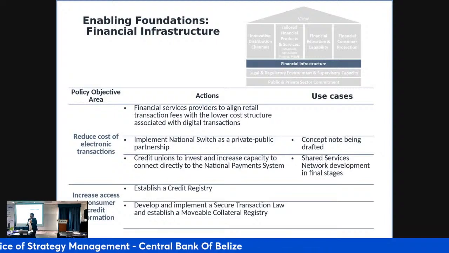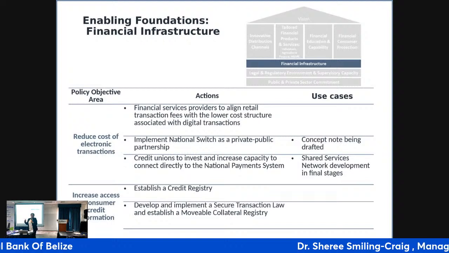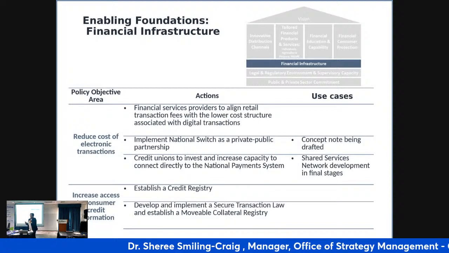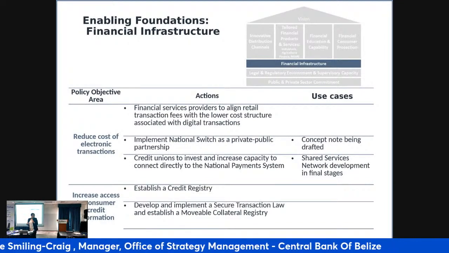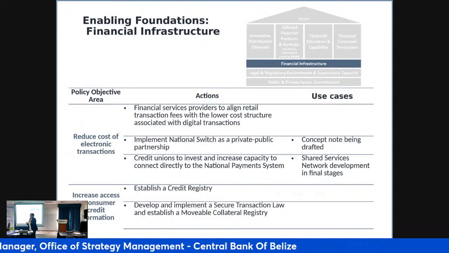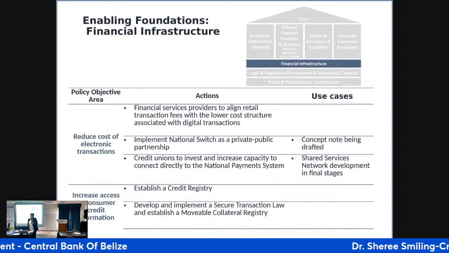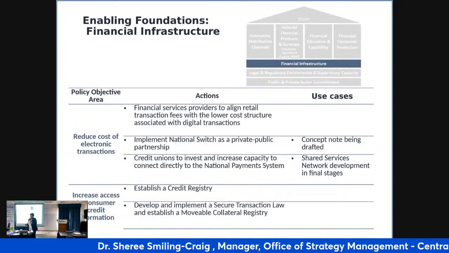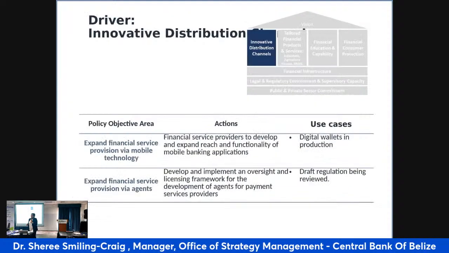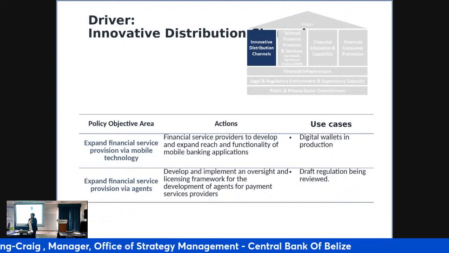The credit unions did a lot of work to achieve the technical and operational requirements that the central bank set, as we are always concerned about having a safe and robust and efficient payments infrastructure. So they really came up to achieving those requirements. Another area that we have seen a lot of development is innovative distribution channels. We see now we have 3 digital wallets in production.